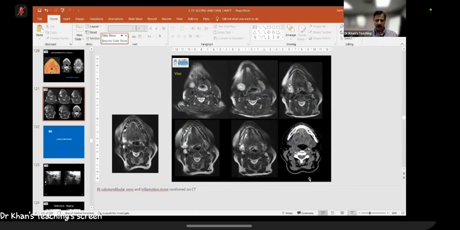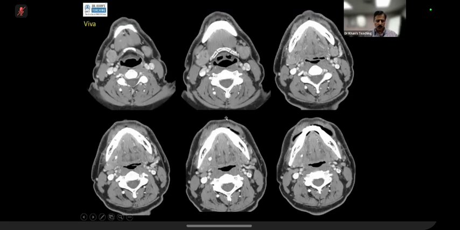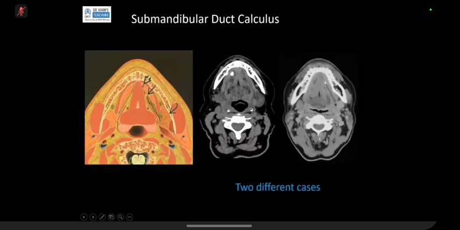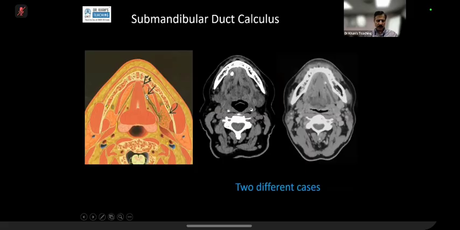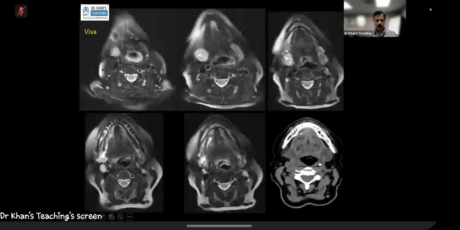So, candidate 2? Yes, sir. Correction, candidate 4. You can see my PowerPoint, submandibular duct calculus. Yes, sir. Okay, so here, just to see this picture, this is the submandibular gland, and there is a calculus here, and there is some dilatation. Two other examples, calculus here, calculus here.